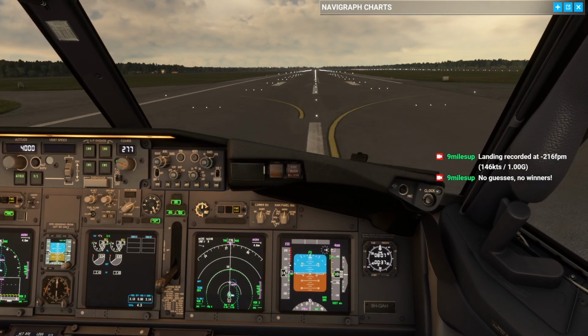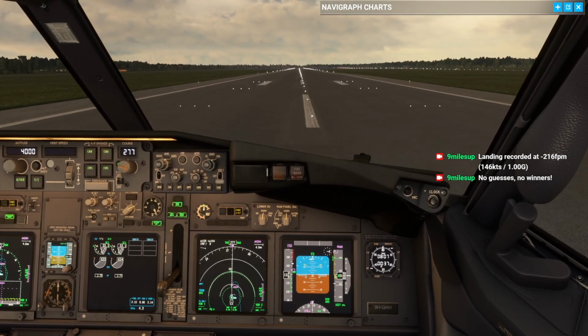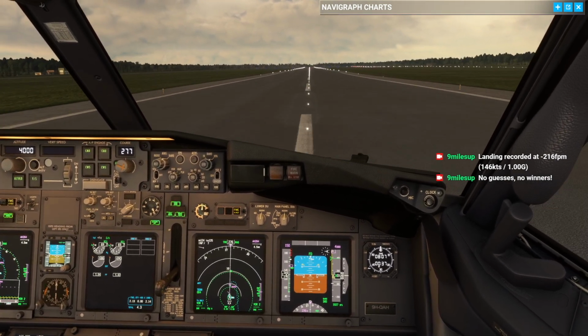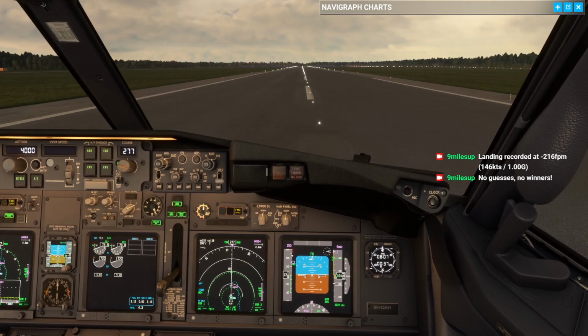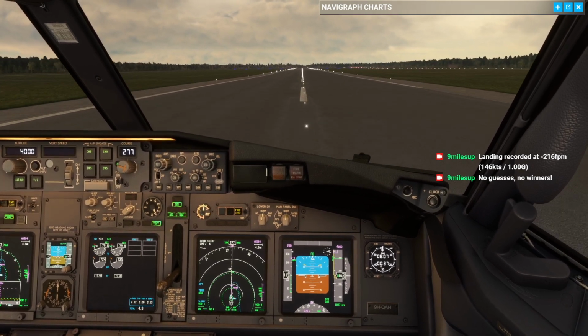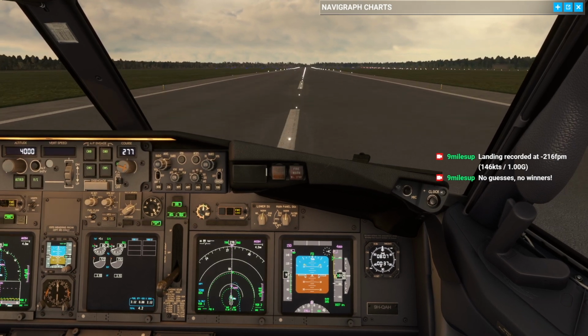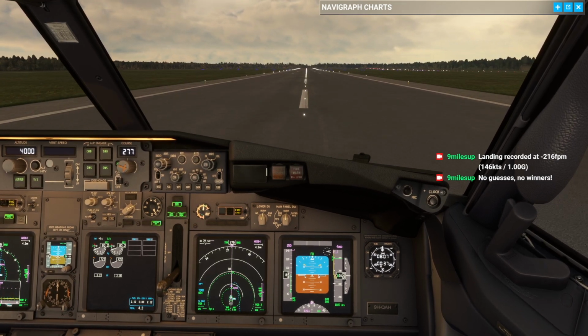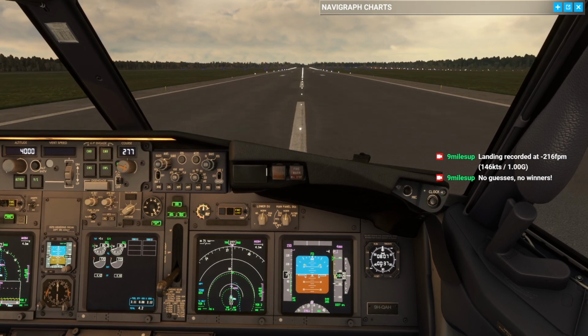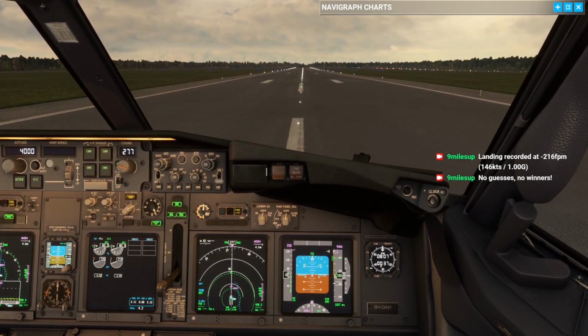Okay, speed brakes are up. Reverse is normal. 75%. 100 knots, 80 knots, manual braking, 60 knots.